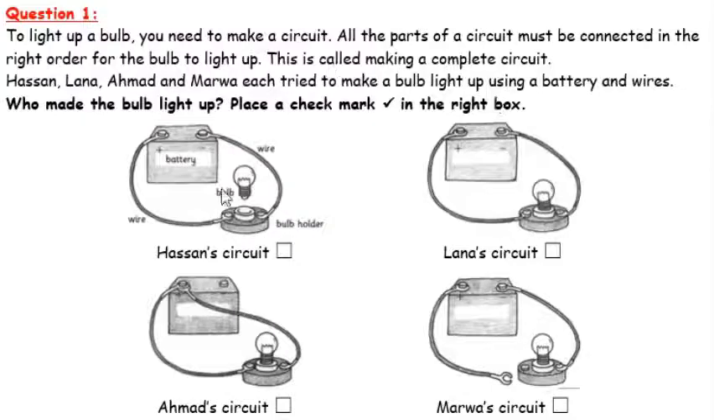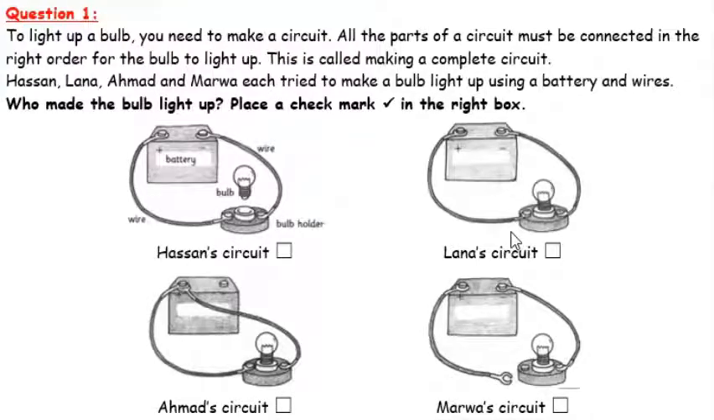Let's see. We have here 4 different circuits made by kids. Let's look at Hassan's circuit. Hassan connected all the parts of the simple circuit in the right order. Okay, so both sides of the lamp are connected to both sides of the battery, but he missed putting the lamp in its place. So there is a gap here and electrons cannot flow anymore in this circuit. So this is an open circuit and the bulb will not light up. So we cannot check this one.